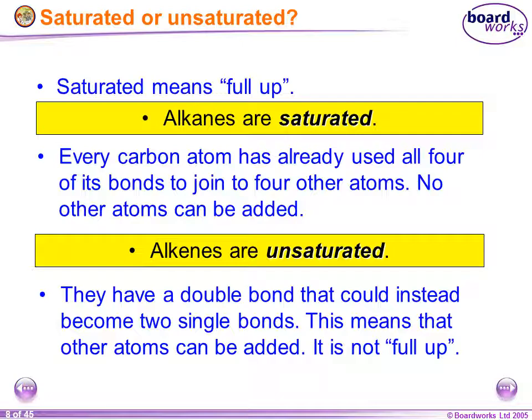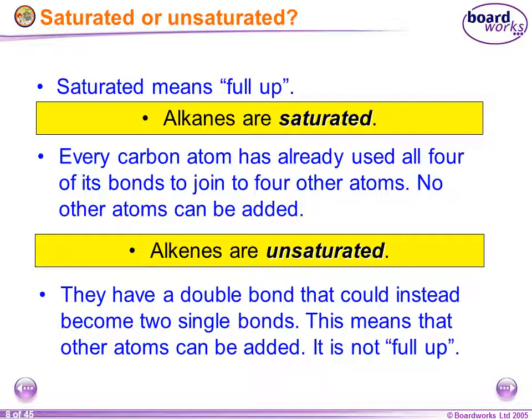We're going to look at saturated or unsaturated now. Saturated simply means full up. Alkanes are saturated. Every carbon atom has already used all 4 of its bonds to join to 4 other atoms. No other atoms can be added. Alkenes, on the other hand, are unsaturated. They have a double bond that could instead become 2 single bonds, which means that other atoms can be added. Therefore, it is not full up.